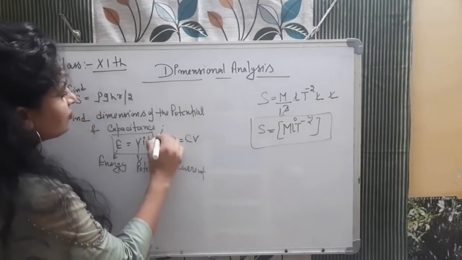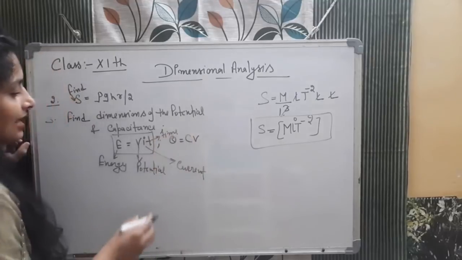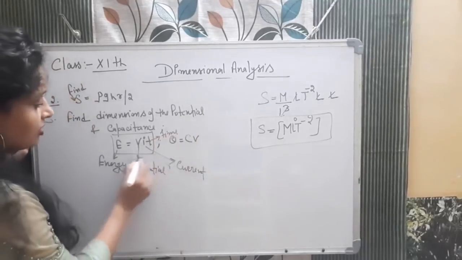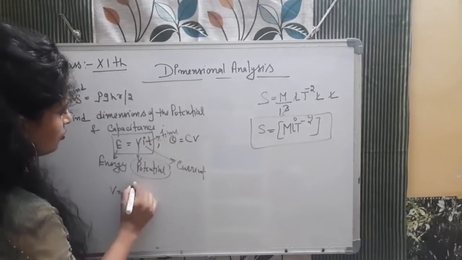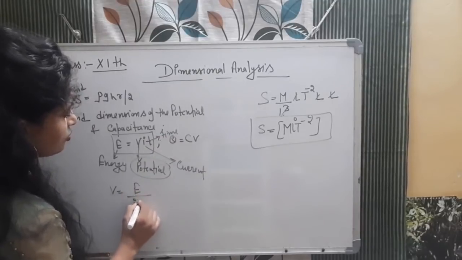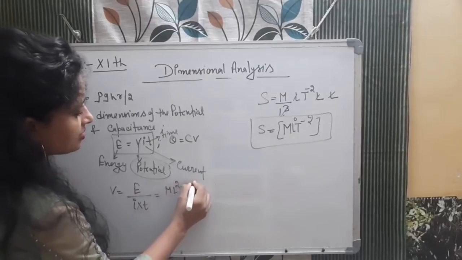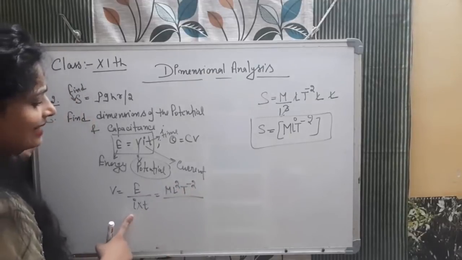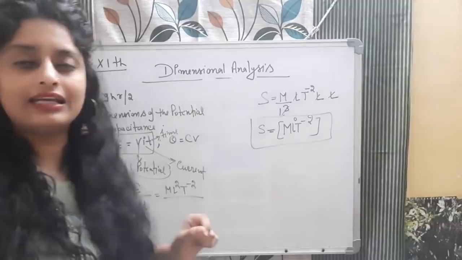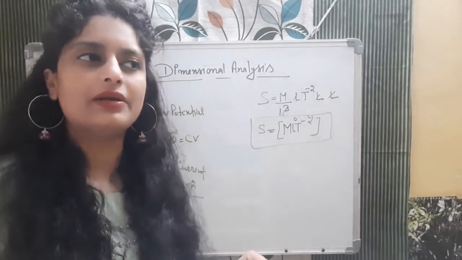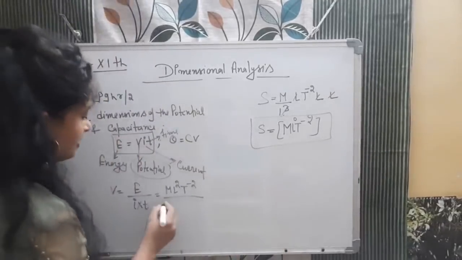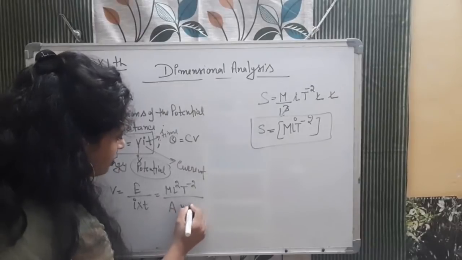And this T stands for the time. You need to calculate the dimensional formula for the potential. So what will happen? V is equal to E divided by I into T. Now E stands for energy, mL²T⁻², divided by I, current. For the current, you can write it with the letter capital A or capital I. I generally write it with the capital A. So A into time, T.